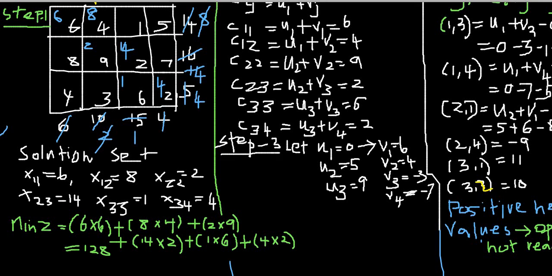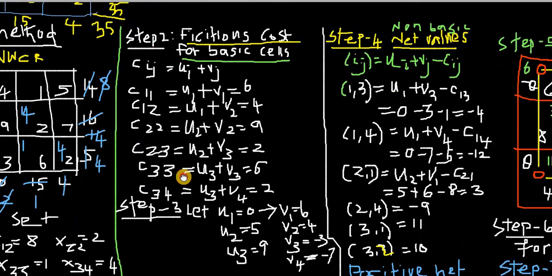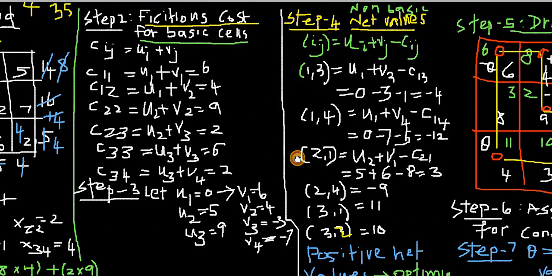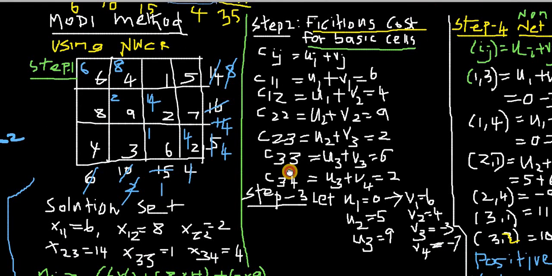Okay, so if we go to Modi's method, according to Modi's method, the first step is to find out the fixed cost for all the basic cells.